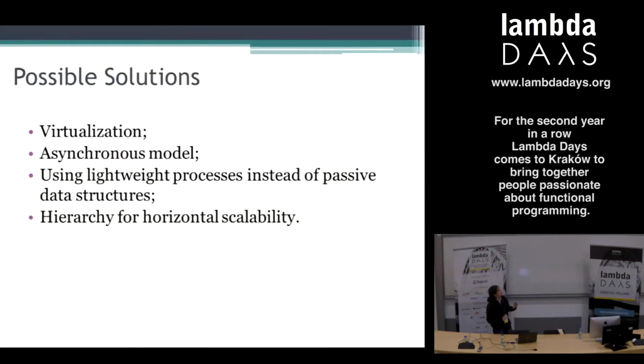And hierarchy for horizontal scalability. Because, you know, some modern models, like the CUDA-based model, their horizontal scalability is pretty bad. Some models like the MapReduce model or Hadoop model, yes, they have good scalability, but not as good.